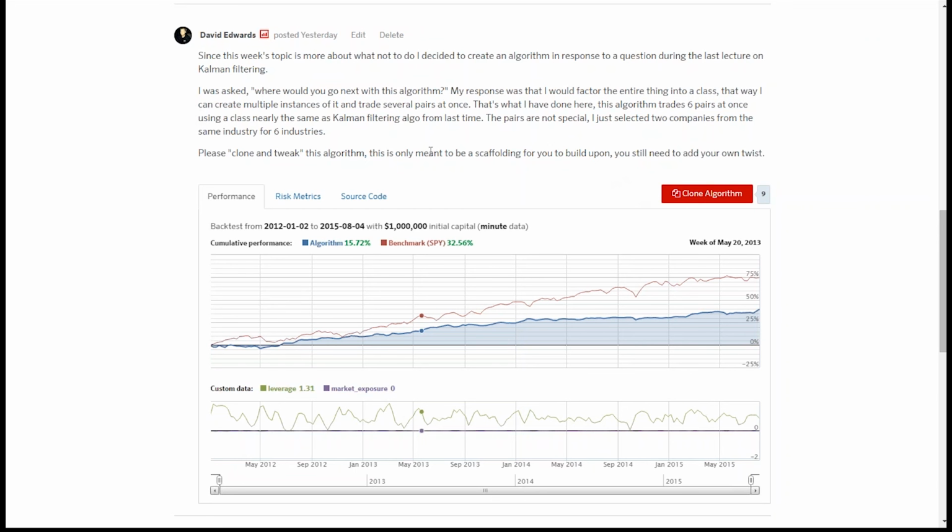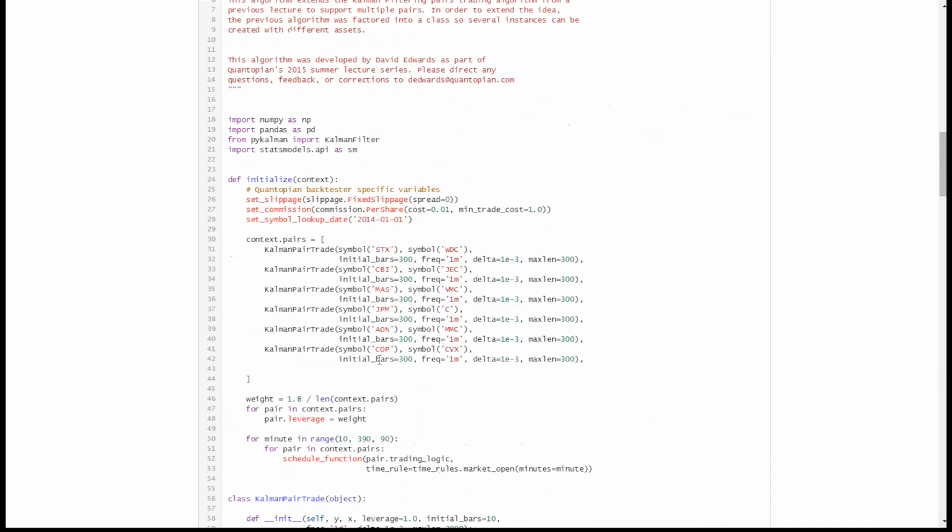Okay, so this algorithm that David released, I think is cool. It's an expansion on the algorithm that he released last lecture. And what it does is it uses Kalman filters to smooth out the pricing of securities, and then compute a spread, and then do pairs trading, which is when the spread is larger than you'd expect, you bet that the spread is going to come down. They're going to get closer to each other. So you short the one that's high and you long the one that's low. And then vice versa, if the spread is low, you assume that it's going to get bigger. So you long the one that is currently on top and you short the one that's currently on the bottom, and you assume that they're going to go in those directions.